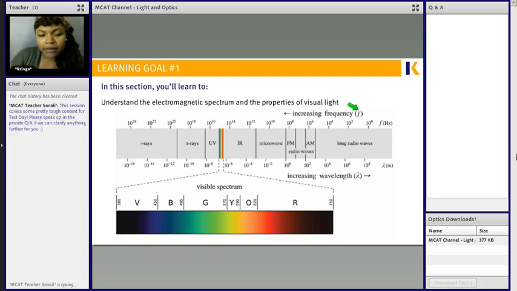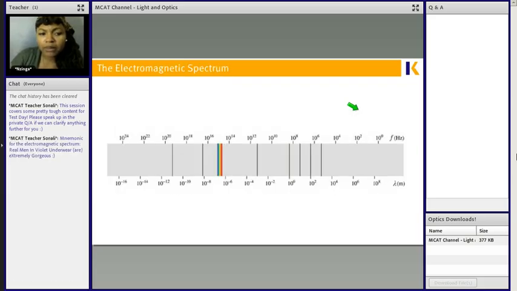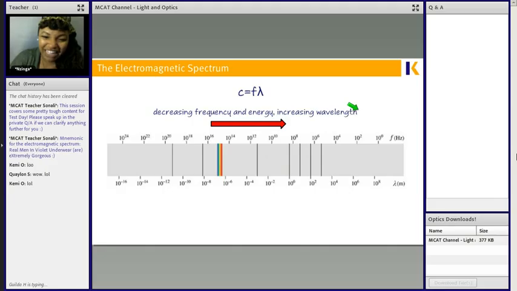So that's going to be something that's important for you to understand. Let's delve into this a little bit more deeply. I like that, Sonali. Real men in violet underwear are extremely gorgeous. That is amazing. So that will help you remember the order in terms of your frequency and your wavelength. As we talked about, decreasing frequency, increasing wavelength.